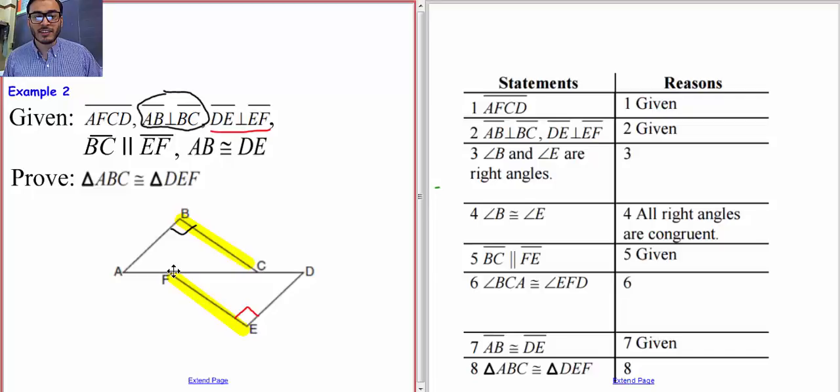So with that being said, we know that BC is parallel to FE. So if I form my Z, I know that I'm going to have alternate interior angles here and here. So let me go ahead and label those. Here you have alternate interior angles that are congruent to each other because BC is parallel to FE. Then we are told explicitly that AB is congruent to DE.